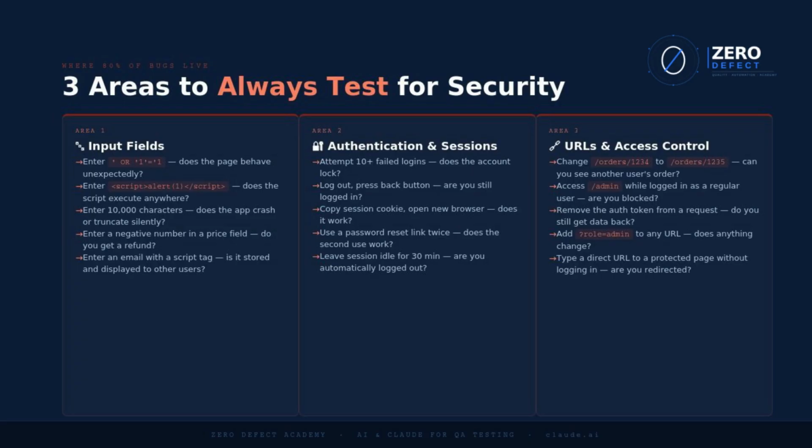And URL and access control: change ID numbers in URLs. Try accessing admin pages as a regular user. Remove the auth token from a request. Add role parameters to URLs and navigate directly to protected pages without logging in. These 15 tests alone would catch the majority of security bugs in a typical web app.